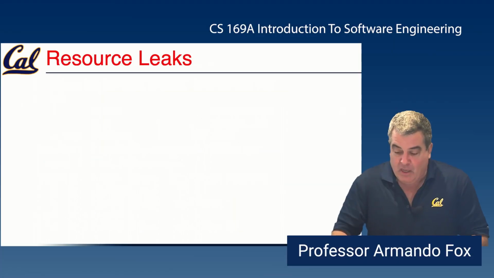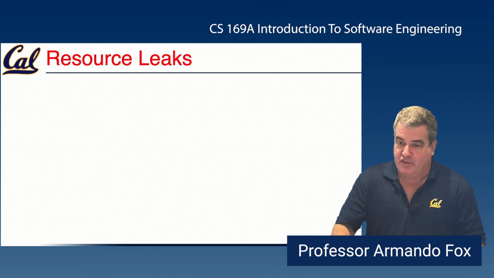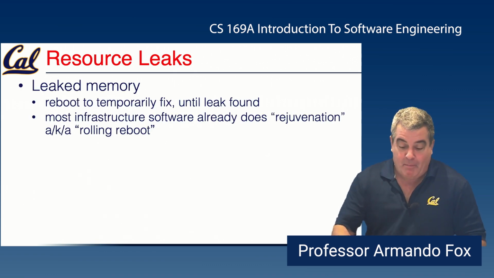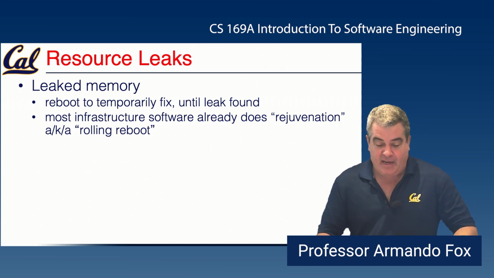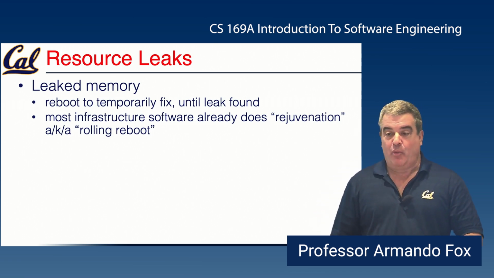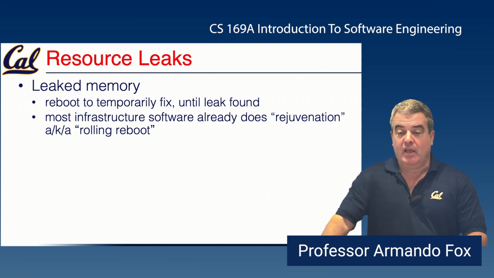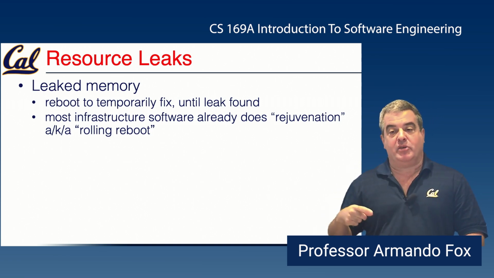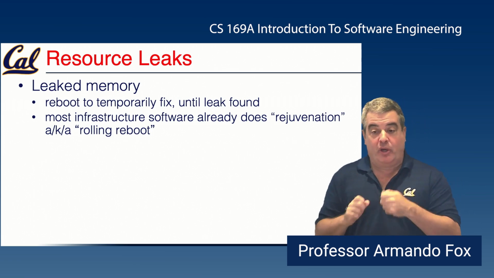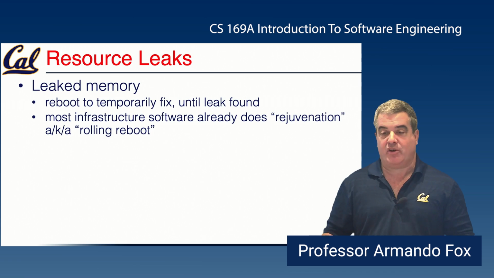I mentioned resource leaks as one of the longevity-related bugs that doesn't really come out in development. Memory leaks are obviously sort of the example probably most people think of. And as I said last time, one of the ways to fix a memory leak is to reboot, restart the process, kill it and restart it. And most infrastructure providers already do this. So I mentioned that Heroku, for example, will periodically kill each of your dynos and replace it with a fresh one so that the total number of dynos running is held constant. This is called rejuvenation, and it's a pretty standard practice.